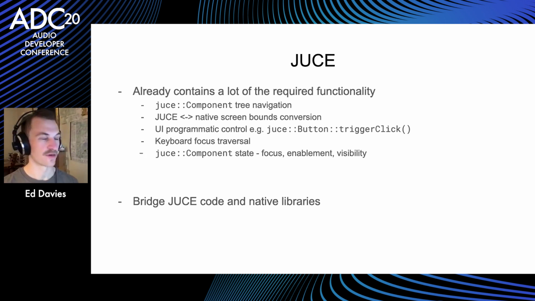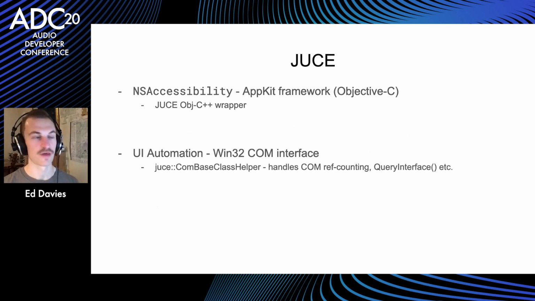So we really need to bridge the JUCE code and the native libraries. And again, JUCE has some helpful tools for doing this bridging. So as we said, NS accessibility is an Objective-C AppKit framework. So we need to be interfacing with Objective-C from JUCE, which is C++. And JUCE has a really useful Objective-C++ wrapper class, which means we can just wrap arbitrary Objective-C classes in a C++ interface and use them. So that's really helpful here.